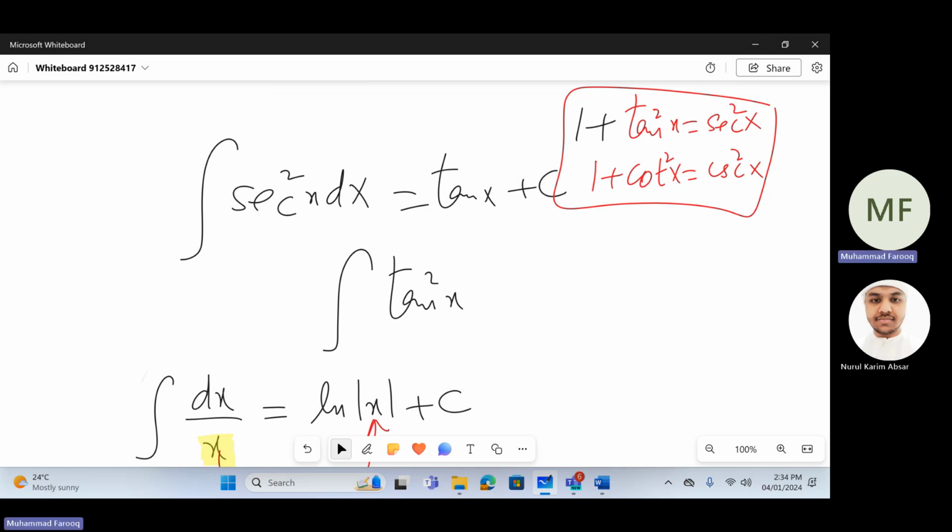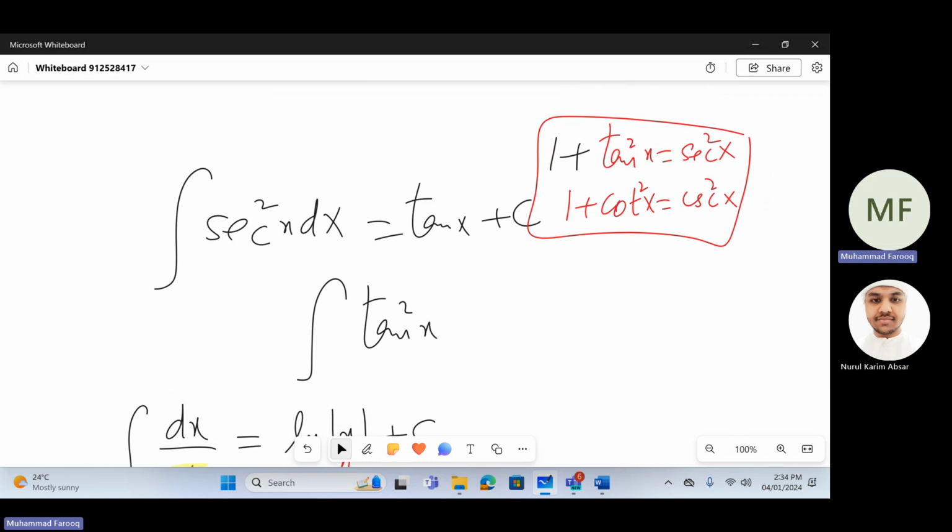So here I just gave the example, and here I just gave the identities which we have done already, please. 1 plus tan squared and 1 plus cot squared.